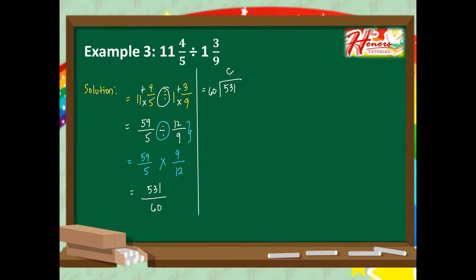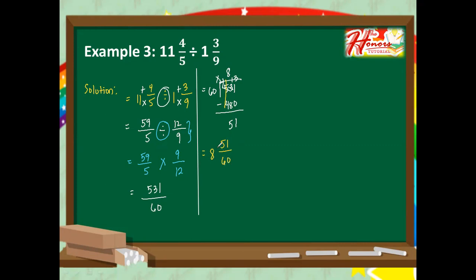And that is 8. So we have here 8 times 60. That is equal to 480 here. Now let's subtract. 1 minus 0 is 1. 3 minus 8, not possible because 3 is less than 8. So therefore, it will become 13 here. And we have to borrow from 5. So it will become 4. So 13 minus 8, so that is 5. 4 minus 4 is 0. So therefore, we can cancel this out. So our answer here is 8 and 51 over 60.